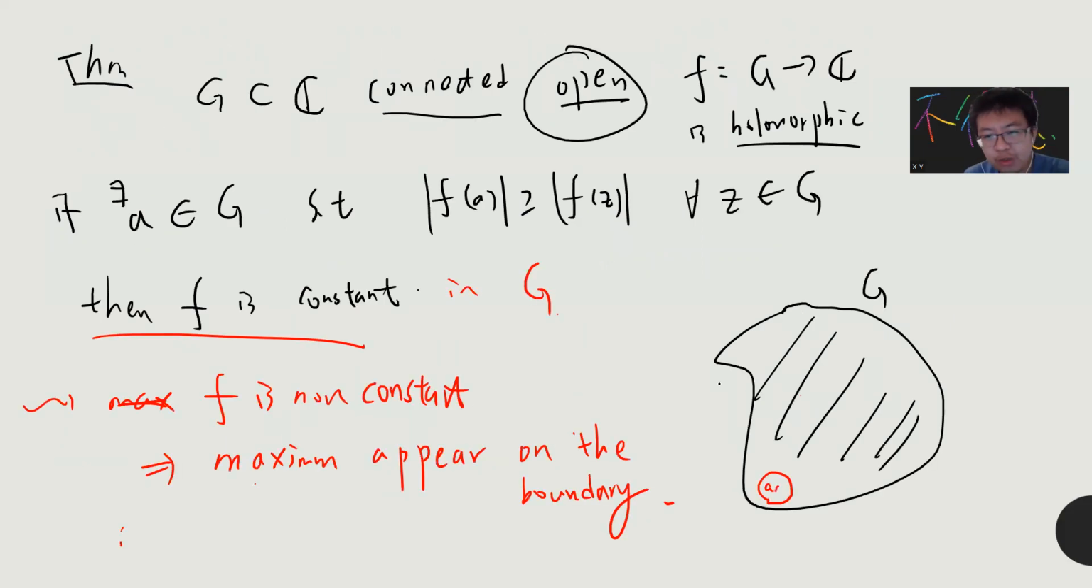But from this proof, you can choose this delta to be arbitrarily small, right? So all this region will be the same, and then you can extend it, and finally all of G will have the same constant. Okay, so this is the proof.